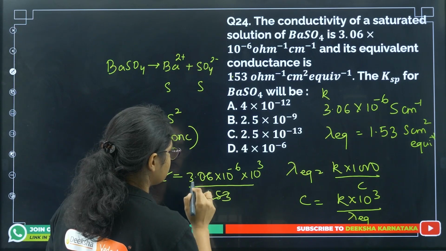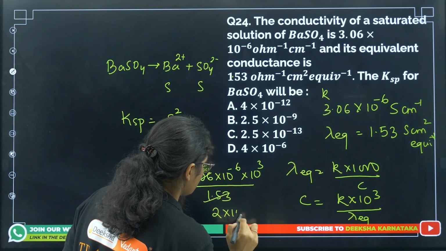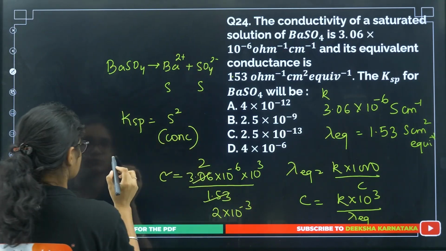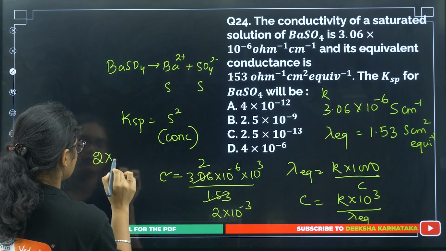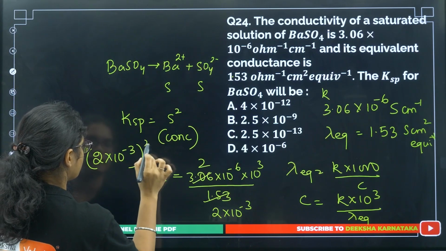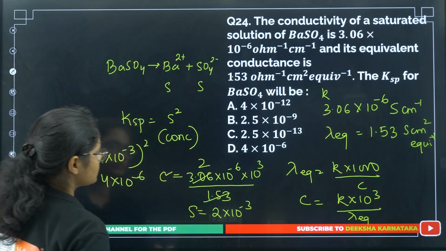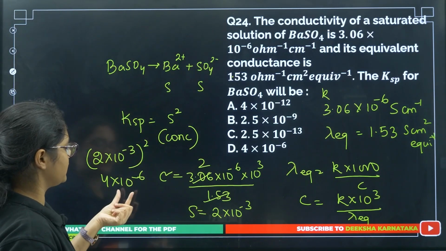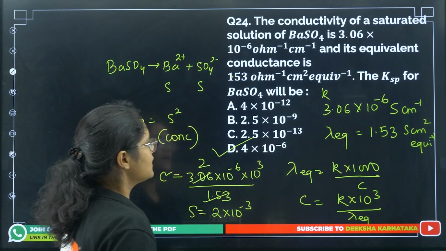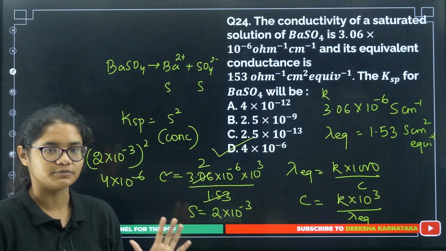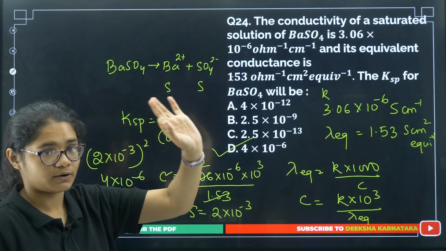Now if I substitute, it will get 2 into 10 to the power of -3. Now if I take S square, then I'll get 2 into 10 to the power of minus 3 square, that is 4 into 10 to the power of minus 6. So this is my S, right? So KSP is S square. I just substituted it, 4 into 10 to the power of minus 6. The correct answer for this question will be option number D. Here a small error, that is 1.53.